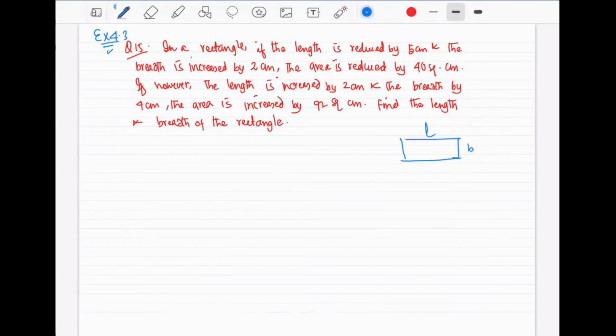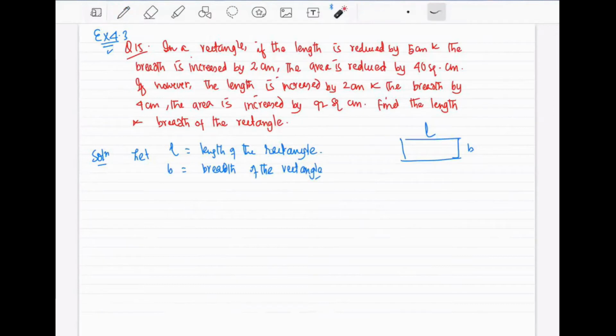Okay, now let's start solving. I'm not using x here. L is equal to the length of the rectangle. And B, I'm giving this as the breadth of the rectangle.